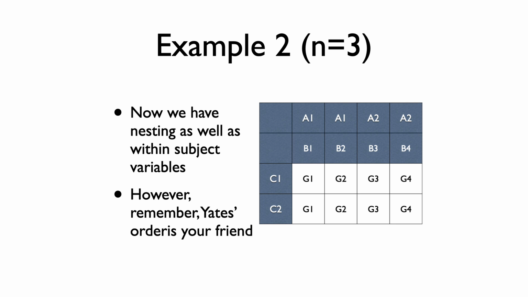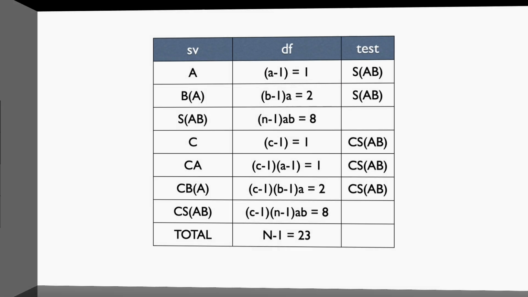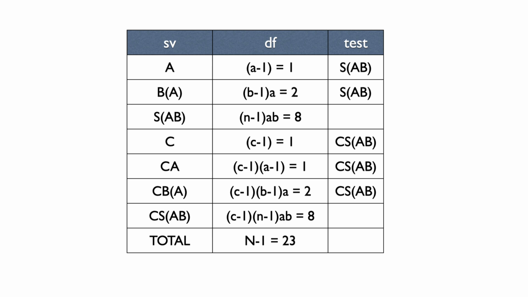You don't want a design like this. You really don't. Okay, here's what it comes out like. So, like I said, we're going to list A first. There are two levels of A, minus 1 degree of freedom. And then we're going to do B within A.